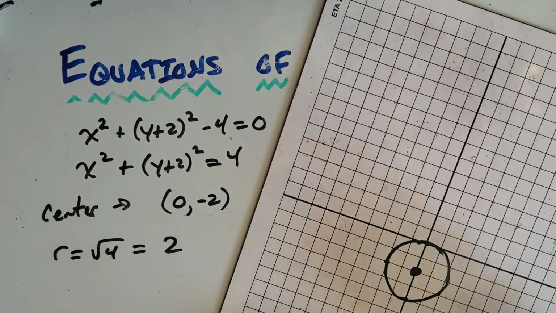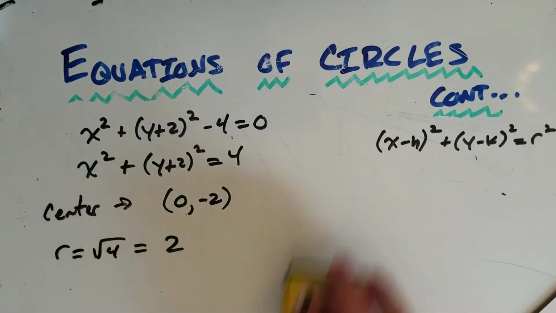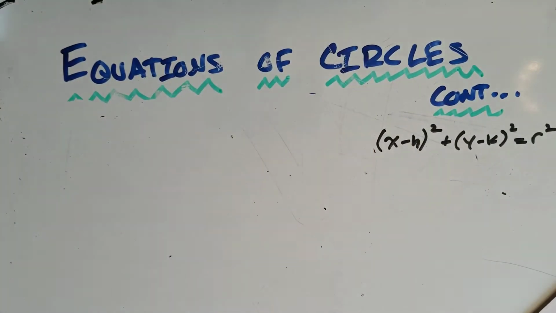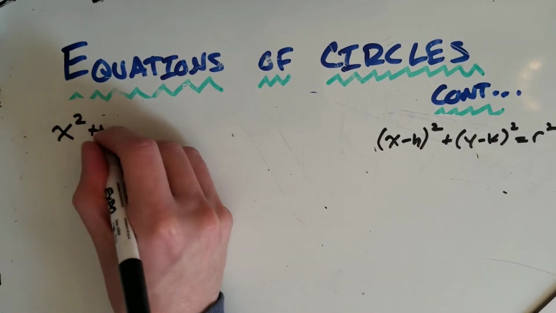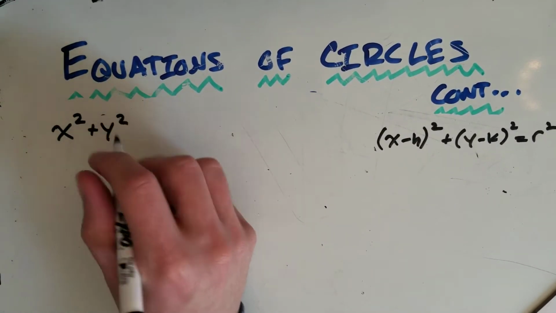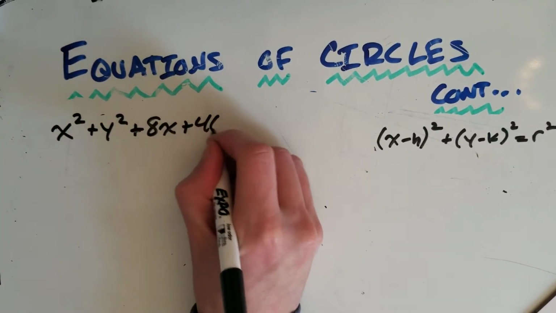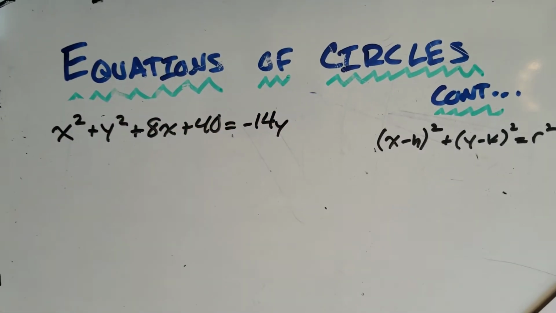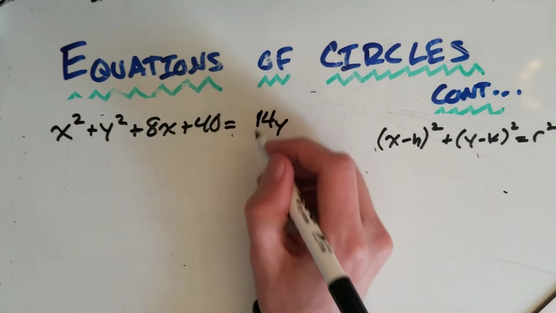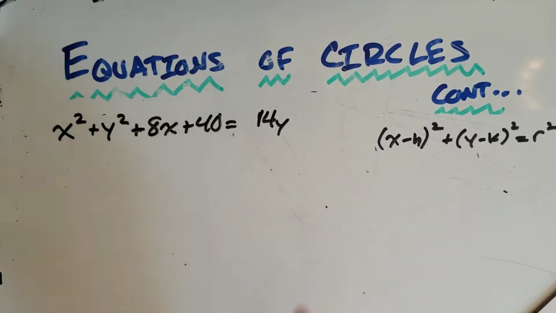That was our first. Our second, let's go ahead and erase. We'll keep the standard form though. Our second one, and we saw something a little like this yesterday, so we'll do a little more with it. We have x squared plus y squared plus 8x plus 40 is equal to -14y. Oh no, positive 14y. And we want to first convert this and then graph.